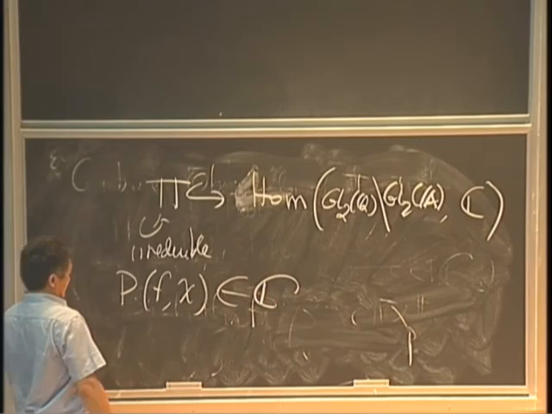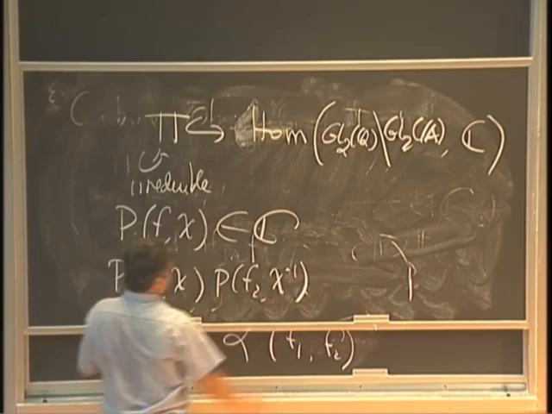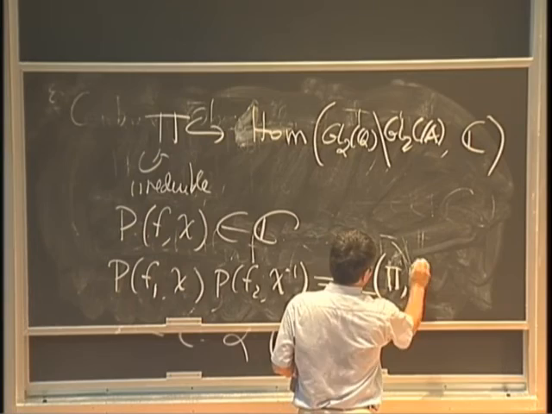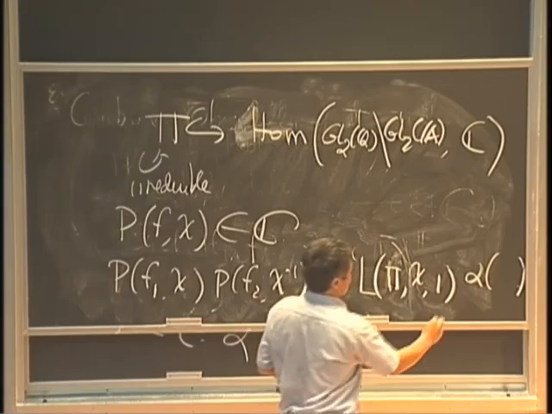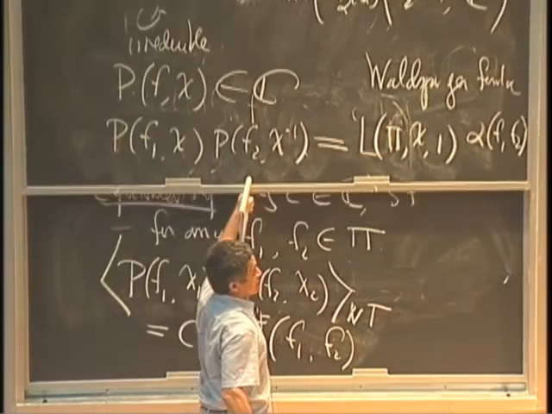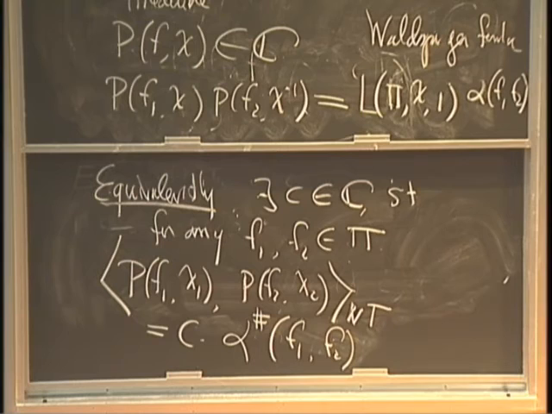Then instead of considering the Néron–Tate height pairing, you can have P of f1, chi times P of f2, chi inverse. In this case, you get exactly the same formula, except here you just have this pi 1 times the normalized matrix coefficient integration. So this is the Waldspurger formula. So somehow the Gross–Zagier formula is an elliptic version of the Waldspurger formula.